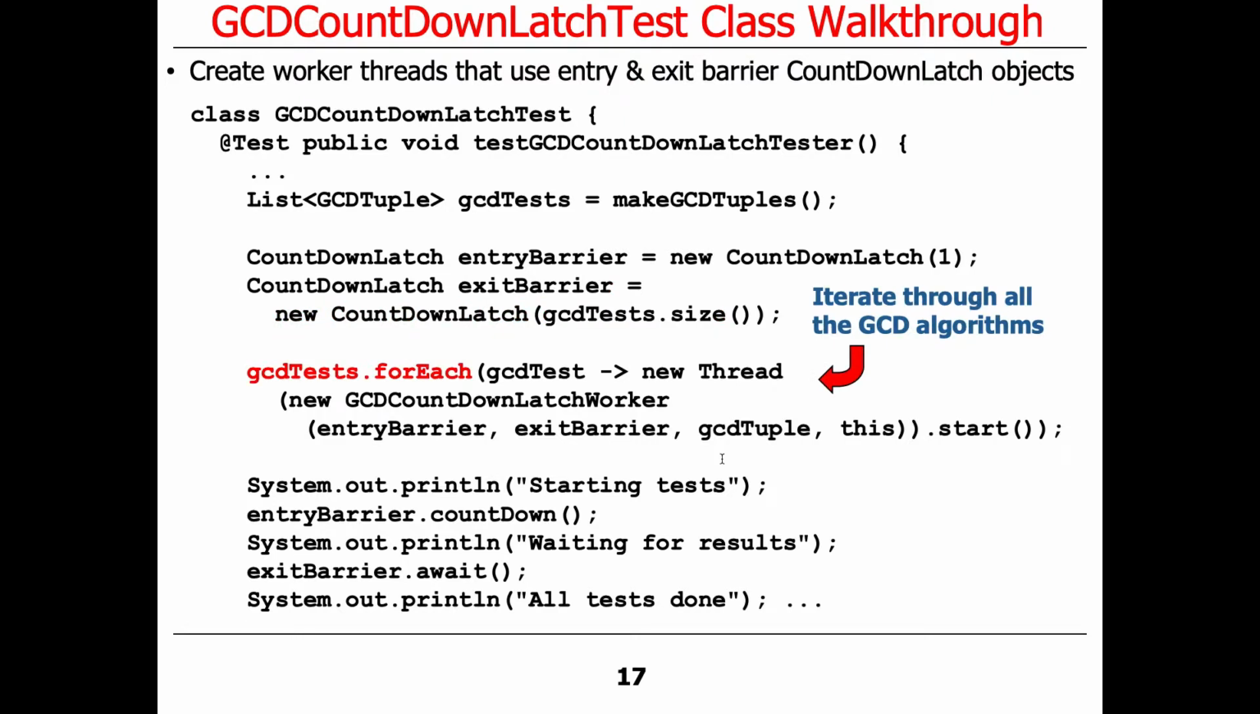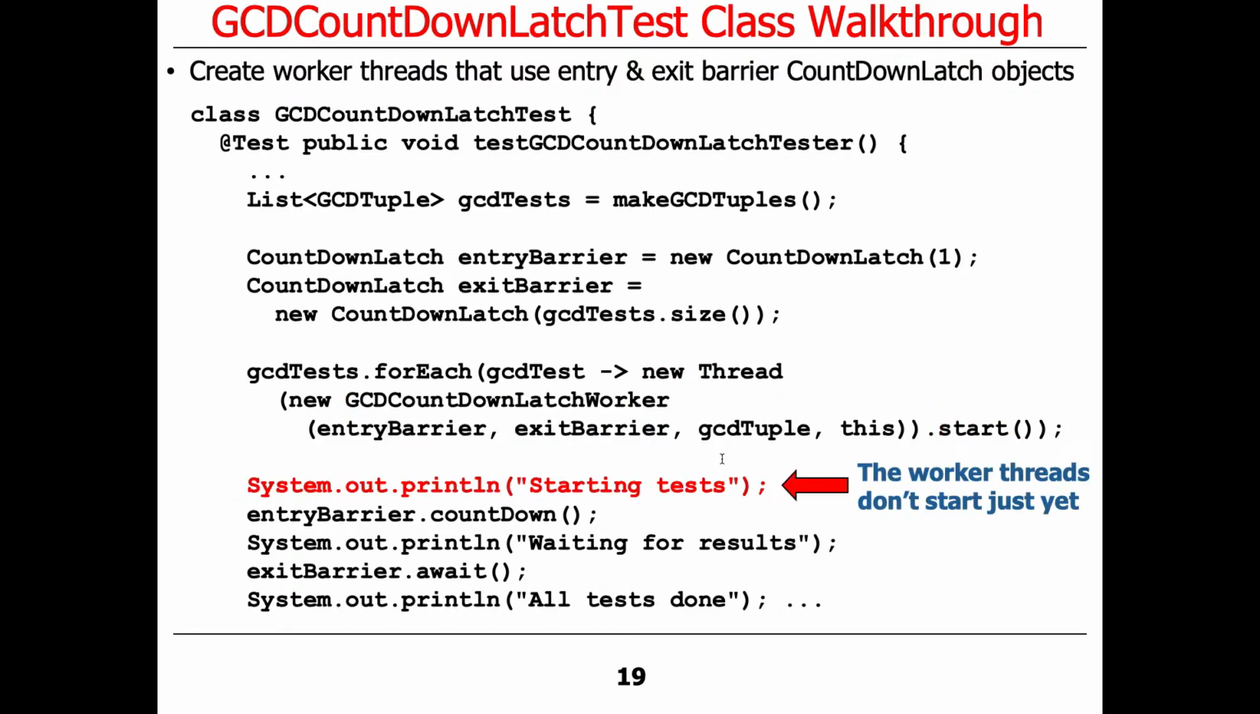We then go ahead and for each of the tests in our GCD tests, we make a new thread to run that particular test. So, BigInteger test, recursive Euclid test, iterative Euclid test, binary GCD test, etc. We're going to make a new thread, and this worker thread will be passed the entry and exit barriers that we created up here. And then we're going to start the thread to begin to do the computation. Now, we don't want the threads to start right away. We want them to wait until we have the main program tell them to start.